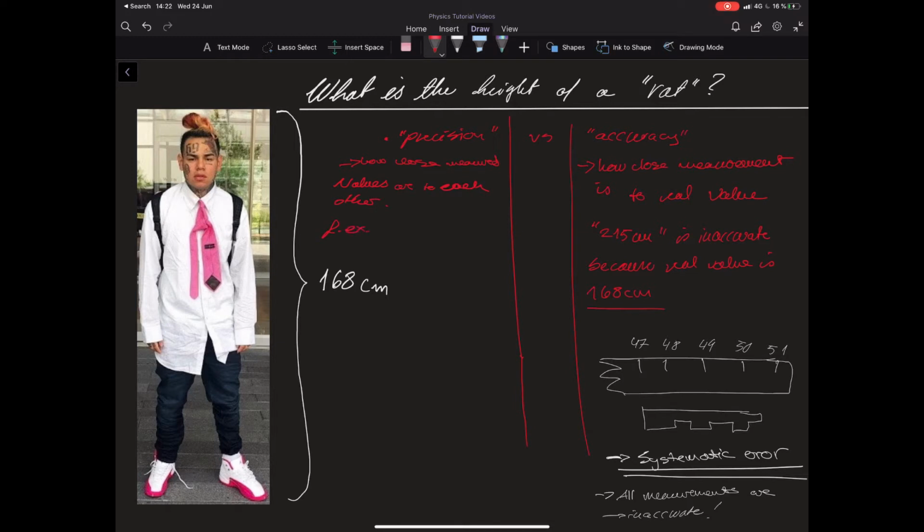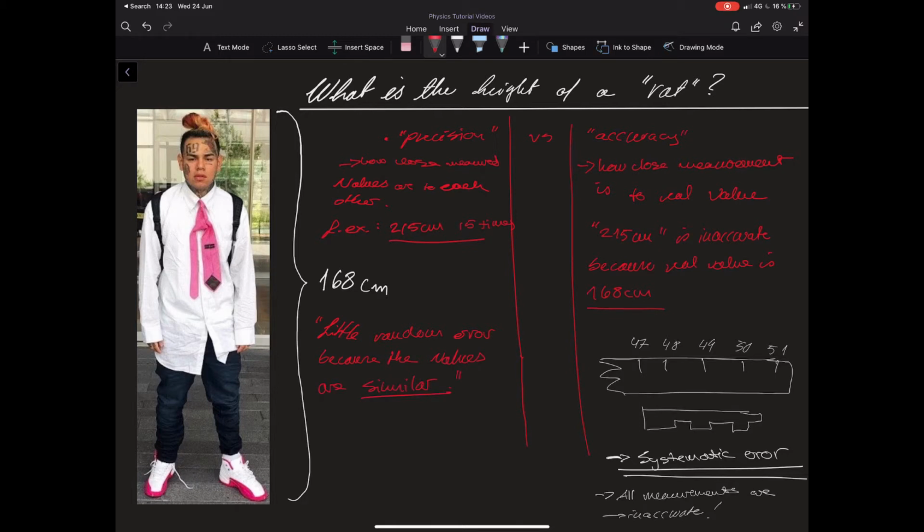For example, if you measure the height of the rat 15 times and all your values show that he is 215 centimeters, your measurement is still precise as all your measured values are close to each other. In this case, we say that your measurements have a little random error. Your measurements all give the same answer.